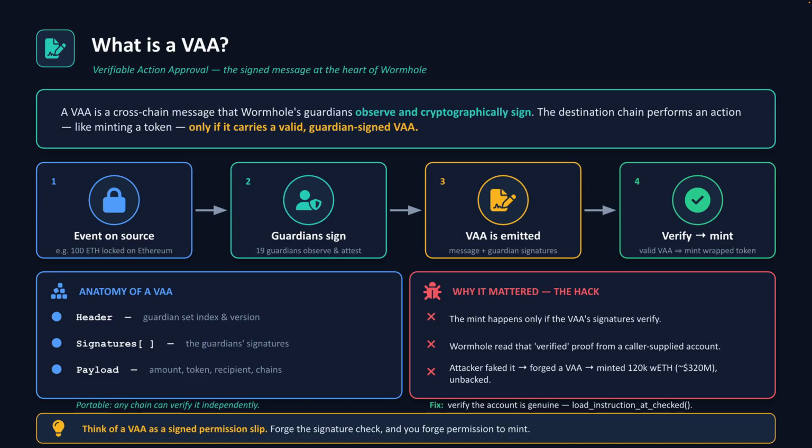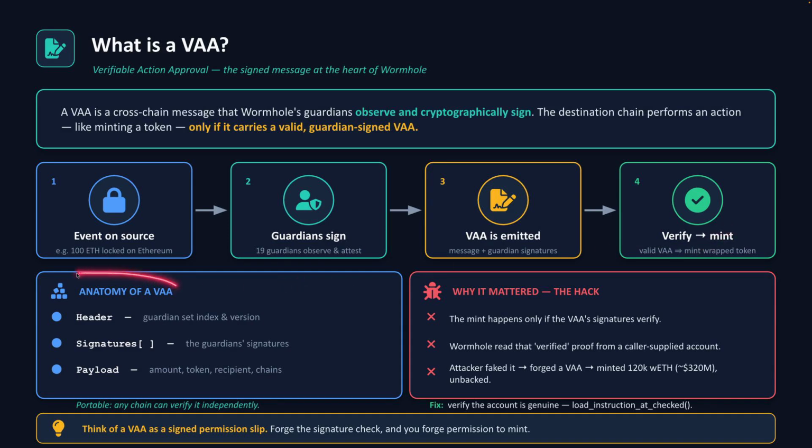Step 1. 100 ETH were locked on Ethereum. Step 2. Guardian signature: 19 guardians observe and give their attestation. In step 3, a verifiable action approval is emitted, which contains the message and the guardian signatures. And at last, in step 4, the signature is verified and the tokens are minted. If it is a valid verifiable action approval, then mint the wrapped token.